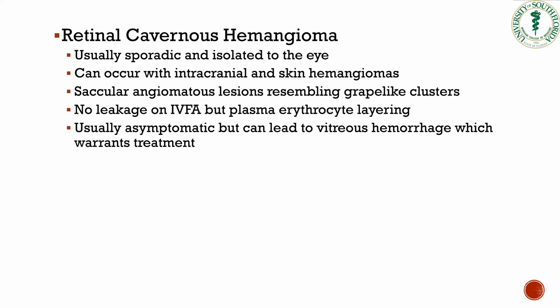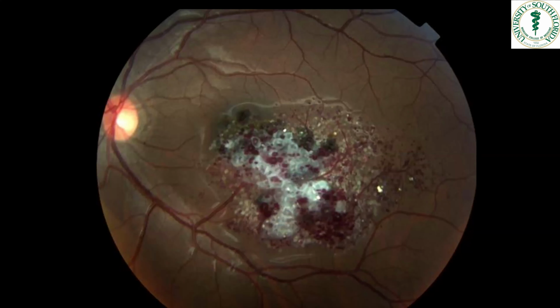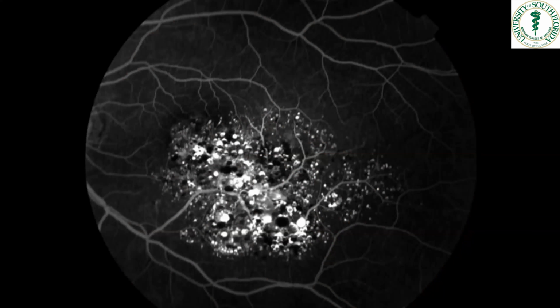Retinal cavernous hemangiomas are usually sporadic and isolated to the eye, and they can actually have intracranial and skin hemangiomas. So you do want to be on the lookout for the risk of intracranial hemorrhages and seizures when patients present with this. They're the ones you read about in the books, with the grape-like clusters and the saccular angiomatous appearance. They don't leak on IVFA, but they do have erythrocyte layering. We typically observe them unless they result in a vitreous hemorrhage. Again, the cluster has a grape-like appearance here, and it's very impressive and beautiful on fluorescein as well.